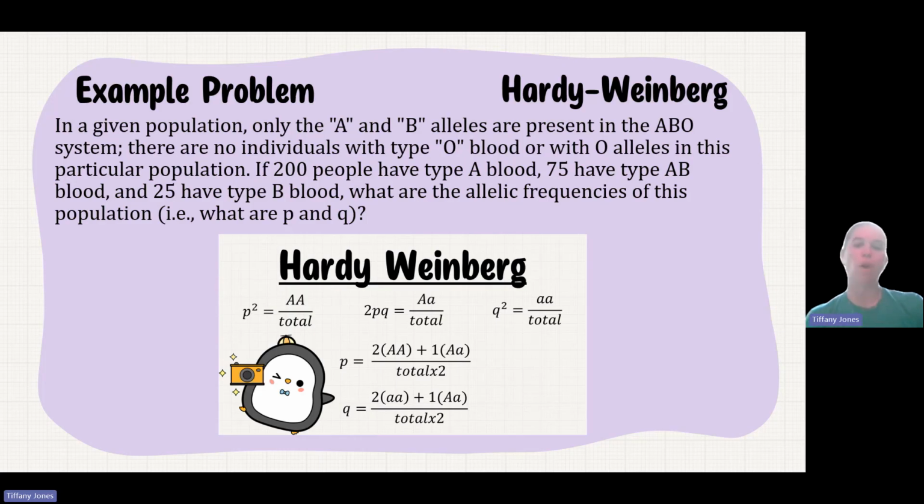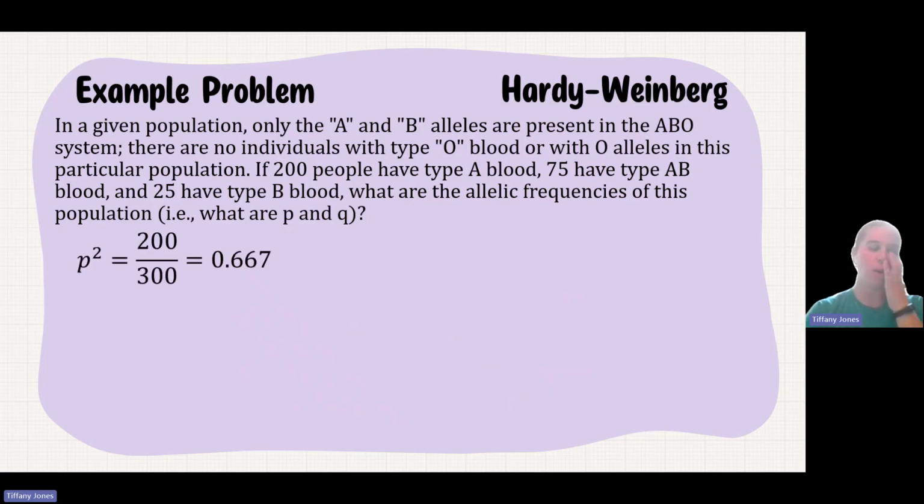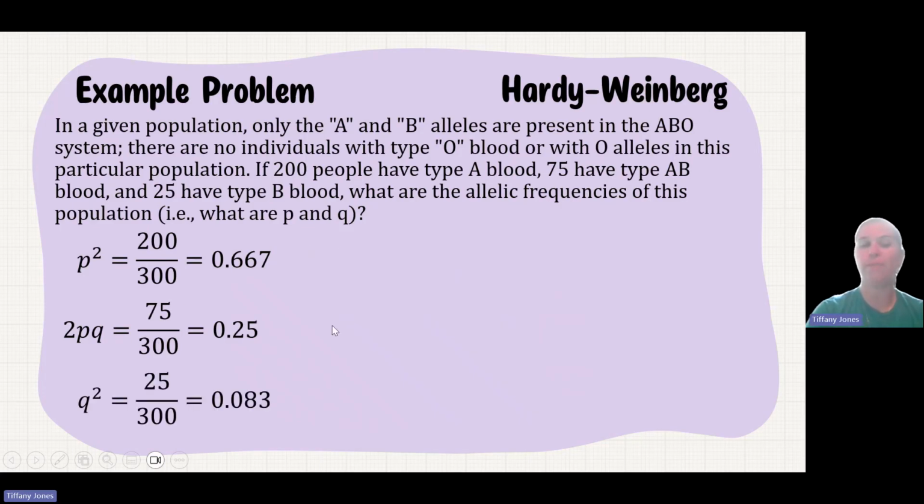So just like we went over with the same formula before, I did solve the P squared, the 2PQ, and the Q squared. P squared is going to be 200 divided by 300, because 200 individuals were AA, over the total of 300, which gives me 0.667. 2PQ is the 75 that were AB over the total of 300, which gives me 0.25. And Q squared was the 25 individuals that were BB over the total individuals of 300, which gives me 0.083.